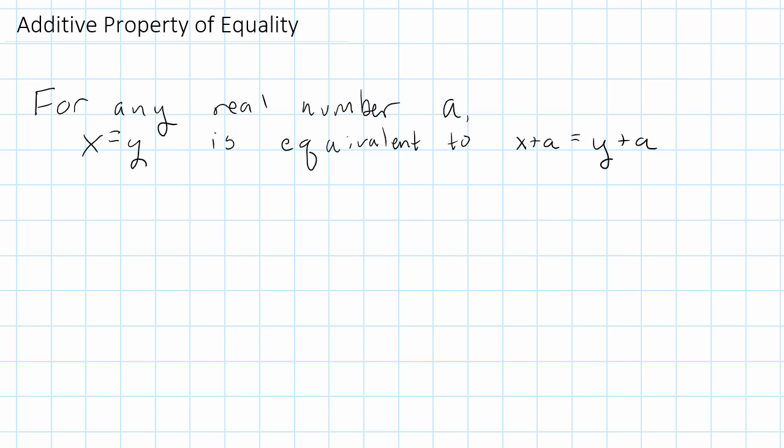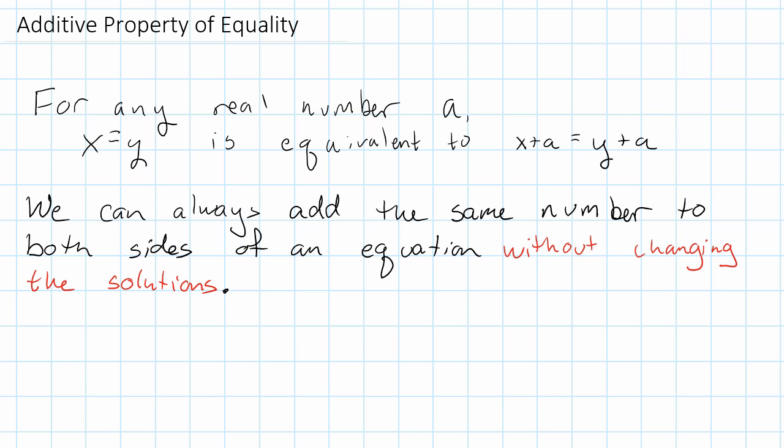So the property is just this. For any real number a, if we have an equation that says that x and y are equal, that's equivalent to an equation that says x plus a and y plus a are equal. The two equations have the same solutions. Another way to phrase that is, we can always add the same number to both sides of an equation without changing the solutions. Of course, that without changing the solutions is the key idea here.